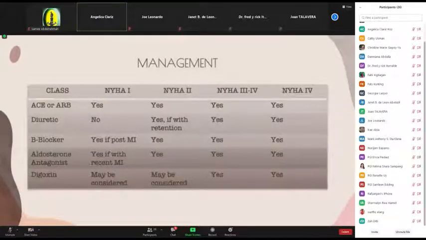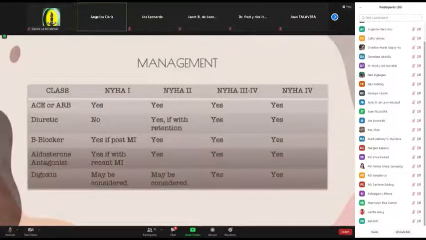So in this table, you can see yung drugs na pwedeng ibigay sa different functional class. So for ACE or ARB, ibinibigay siya across all functional class. Diuretic, binibigay siya from functional class 2 if with retention, then 3 and 4. For beta blocker, binibigay siya for functional class 2 to 4, for 1 if with post-MI.